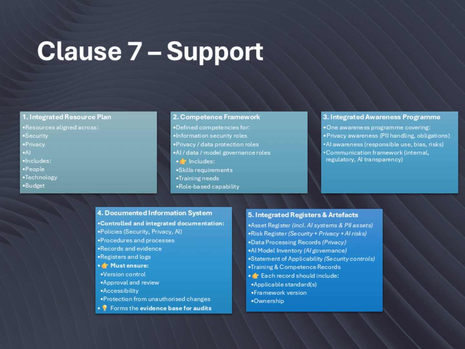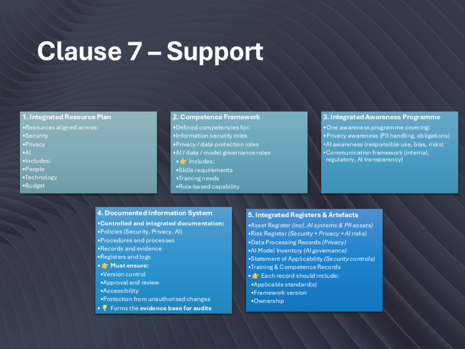Let's now look at Clause 7, Support, from an integrated management system perspective. This is where the system is enabled. We start with an integrated resource plan, ensuring that people, technology, and budget are aligned across security, privacy, and AI. Next is the competence framework, where the organization defines the skills required across all domains, from information security and data protection to AI and model governance. This is supported by a single integrated awareness program, covering security practices, privacy obligations, and responsible AI use.